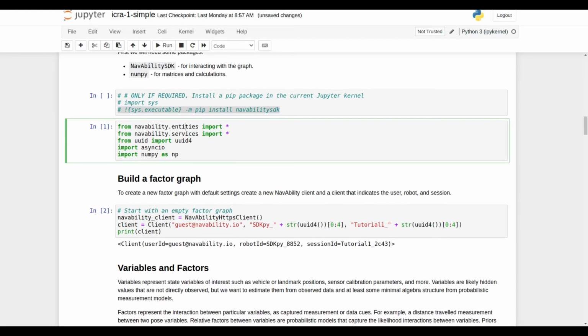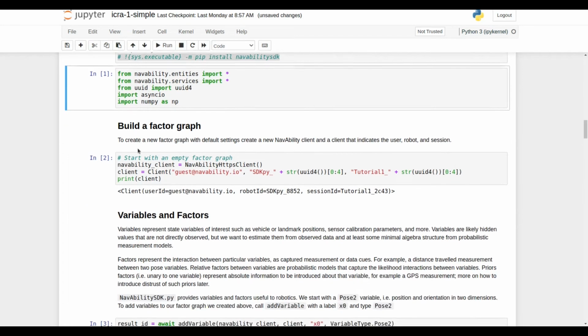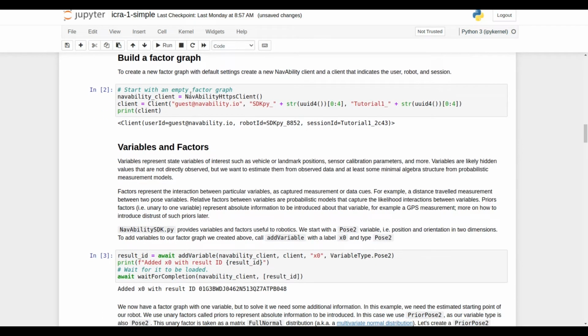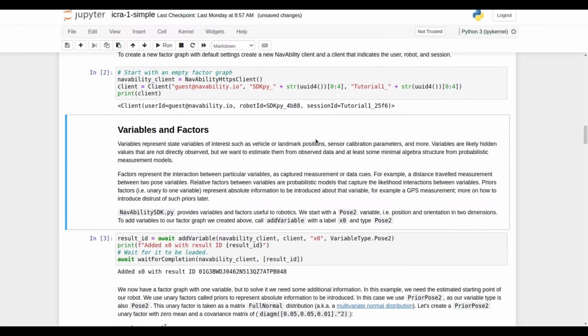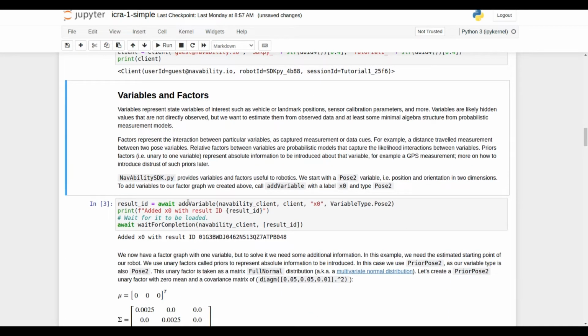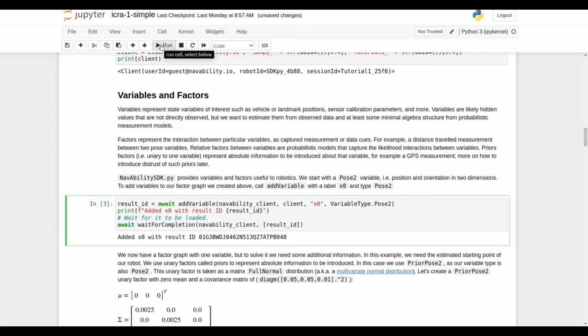Now that we have the required packages, we are ready to build our vector graph. We first create a new NavAbility HTTP client and a client that indicates the user, robot, and session that will be used for our new vector graph. Next, we add a new variable to our vector graph.